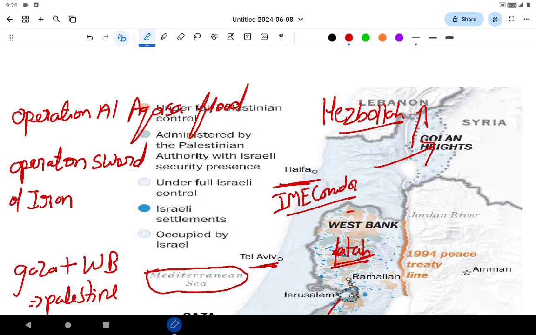In this video, let's discuss the mapping of the Israel-Palestine conflict. In that, the first point: the Hamas from the Gaza Strip attacking the Israel is called Operation Al-Aqsa Flood. The Israel attacking the Gaza Strip by Israeli military forces is known as Operation Sword of Iron.